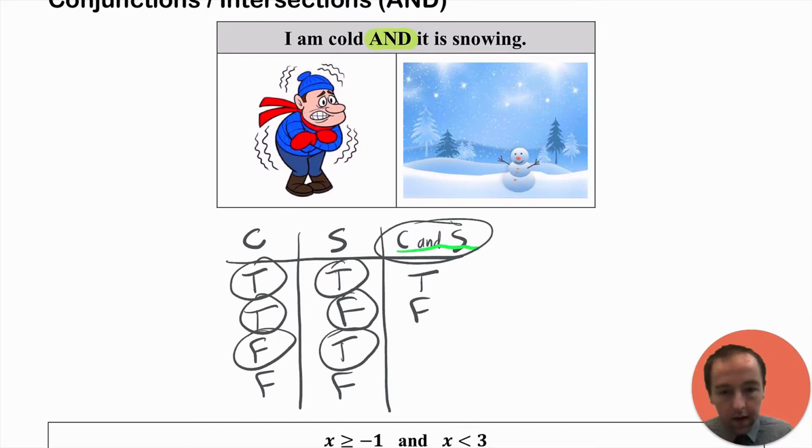And then in the case where it's true that it's cold but false that it's snowing, is it cold and snowing? The answer is no. And then of course, in the case where it's not cold and it's not snowing, it can't be cold and snowing, so it's false.